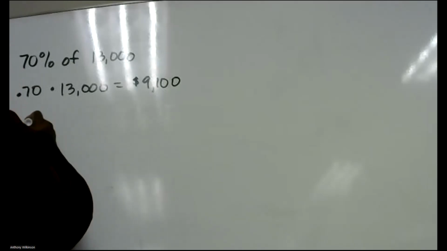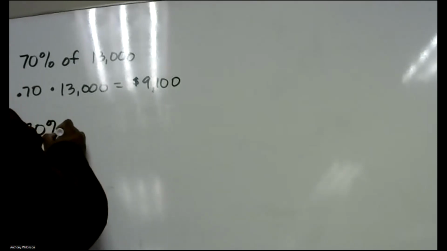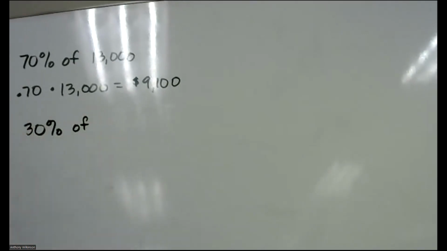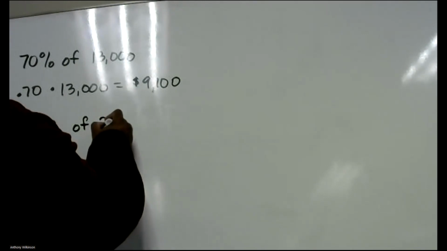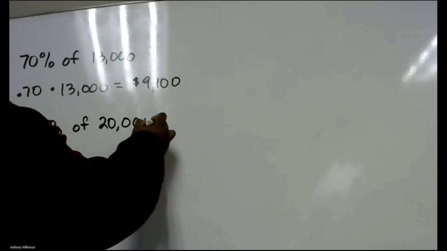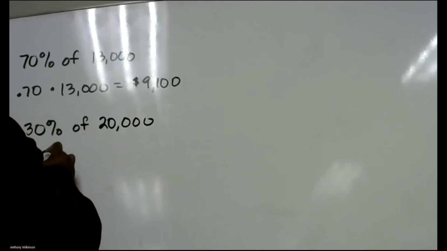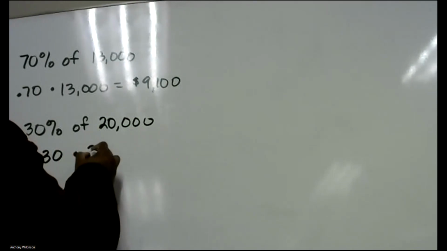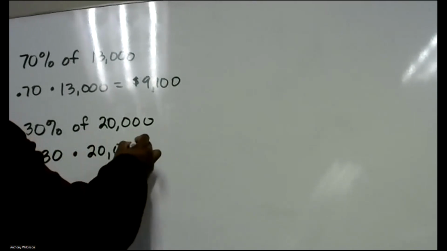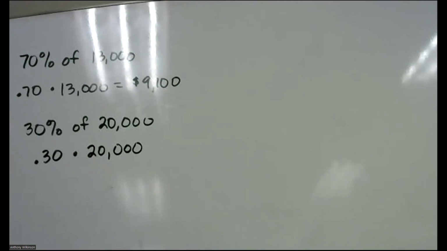So we're looking at 30% of, and in this case it's a $20,000 vehicle. So we have to do 0.30 times $20,000. All right, $6,000.